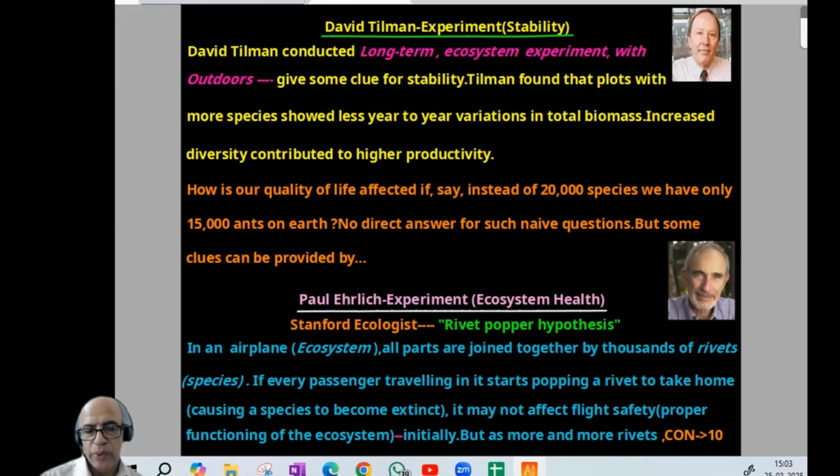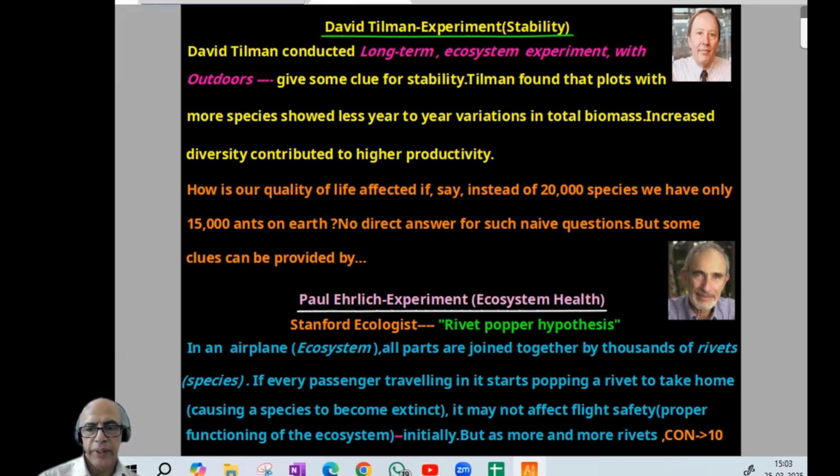For this type of question, there is no direct answer for such naive questions, but again, some clues can be provided. And here, it is provided by a famous scientist, Paul Ehrlich. The experiment name is Ecosystem Health. Paul Ehrlich is a Stanford ecologist. The theory name is the rivet-popper hypothesis.